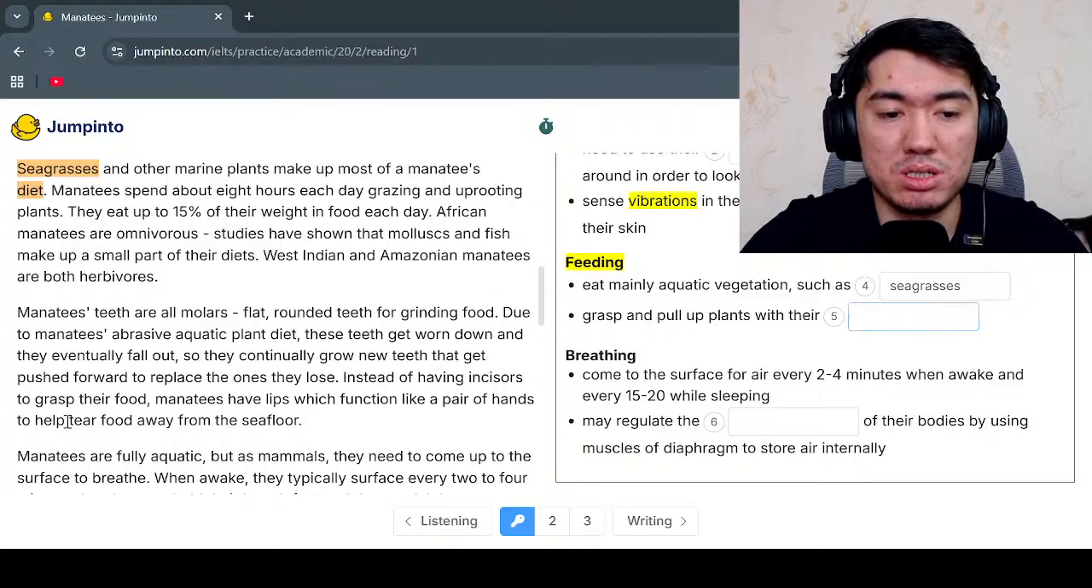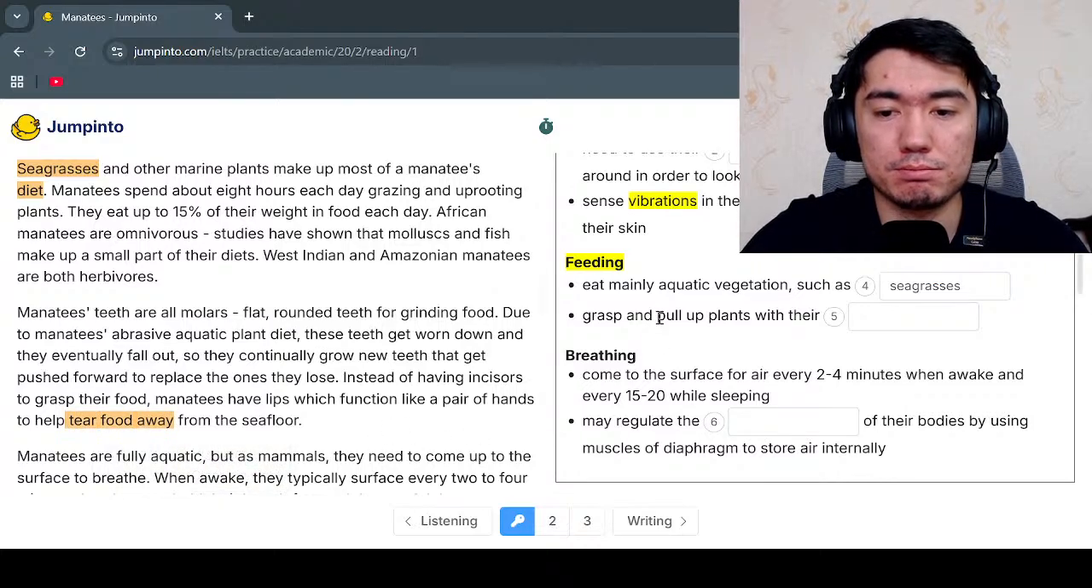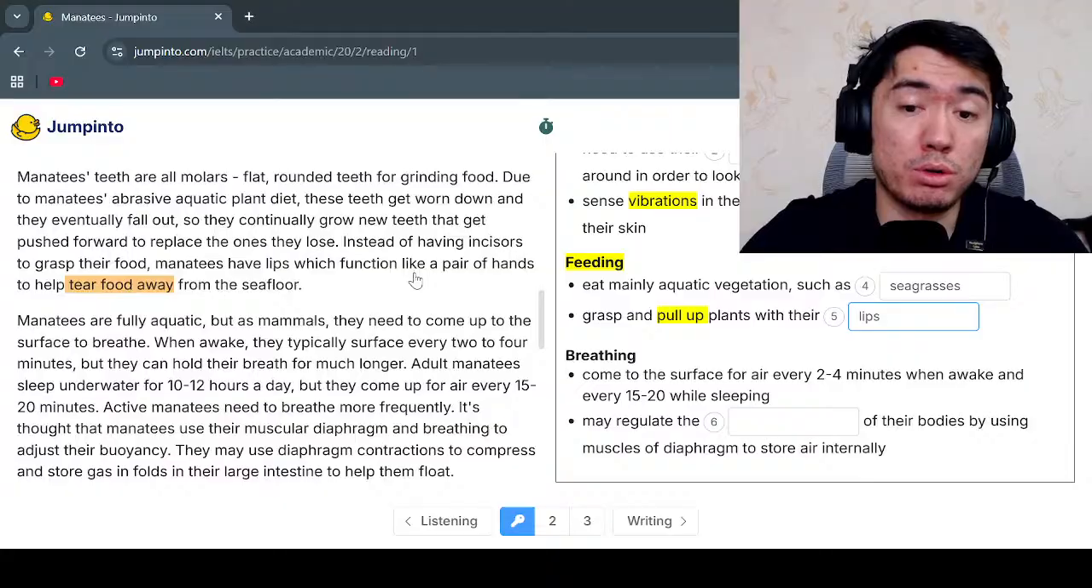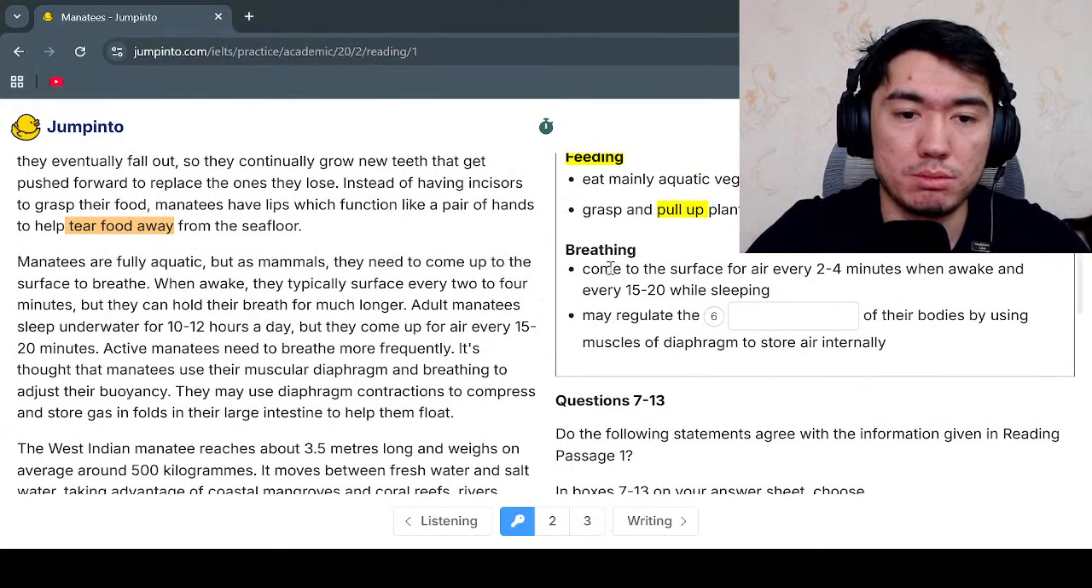Yeah, you know what tear means? So it means to pull up. Grasp and pull up. Yes, so I'm just following order, looking for my location keywords, and yeah.